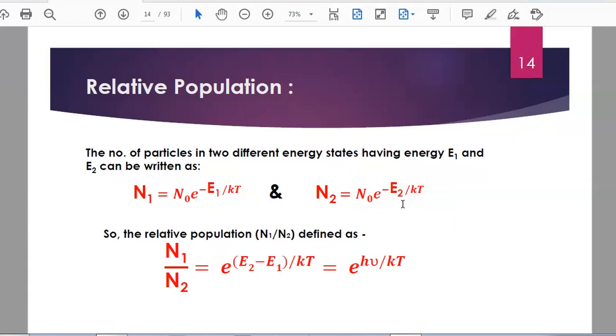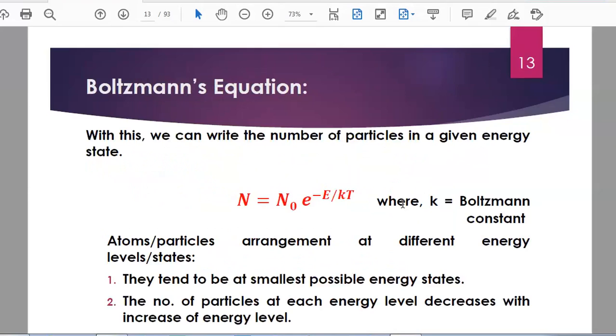you just use the same Boltzmann equation, that is n equal to n naught e to the power minus E by kT. So you have to replace the terms, that's it. If you are talking about the number of particles in level 1, simply write n1 on the left hand side. This n naught is the total number of particles. If you look at the earlier slide, this n is the number of particles in any particular state. n naught is the total number of particles present in the system.